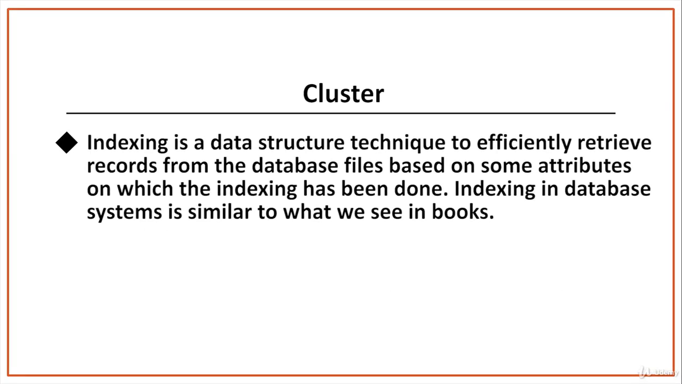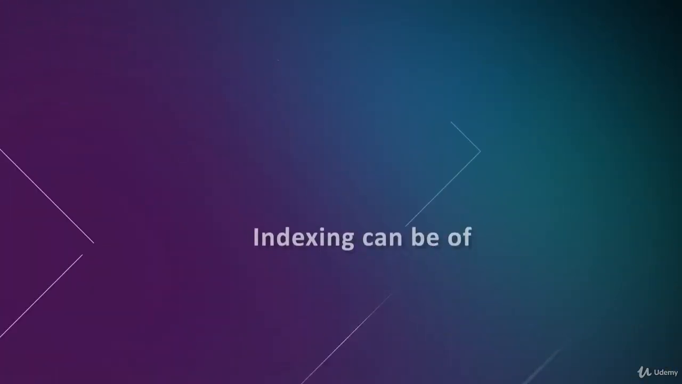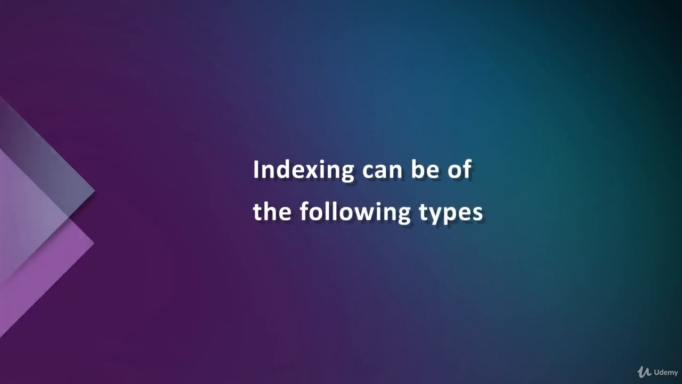Indexing is a data structure technique to efficiently retrieve records from the database files based on some attributes on which the indexing has been done. Indexing in database systems is similar to what we see in books. Indexing is defined based on its indexing attributes. Indexing can be of the following types.